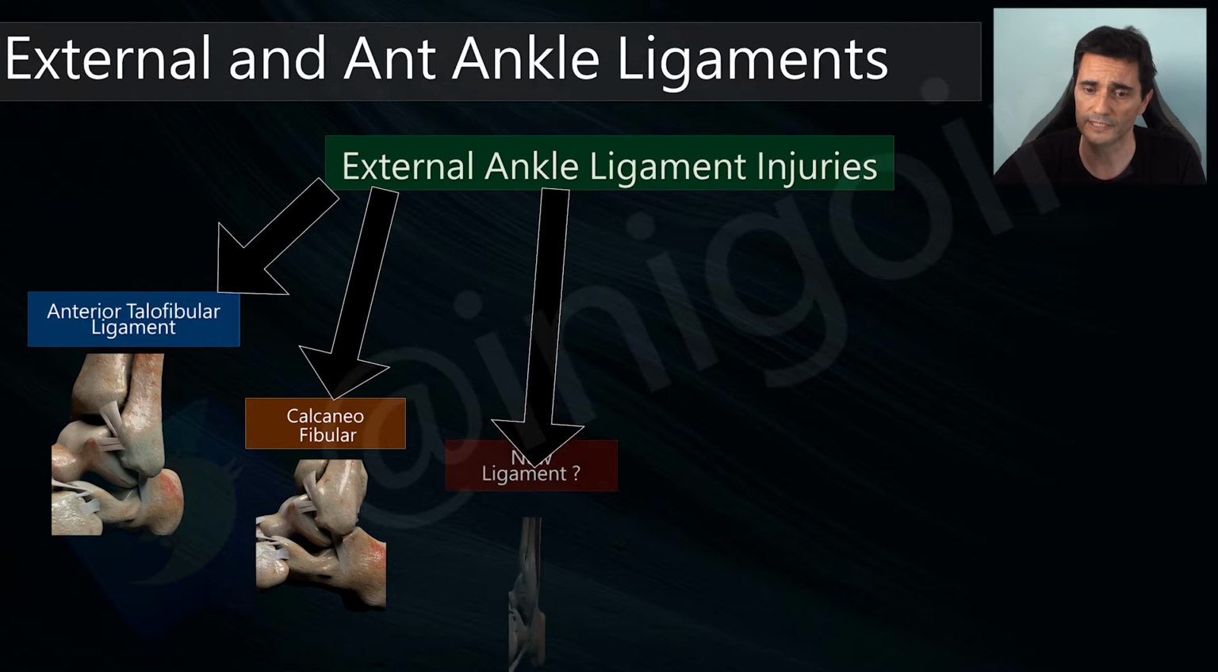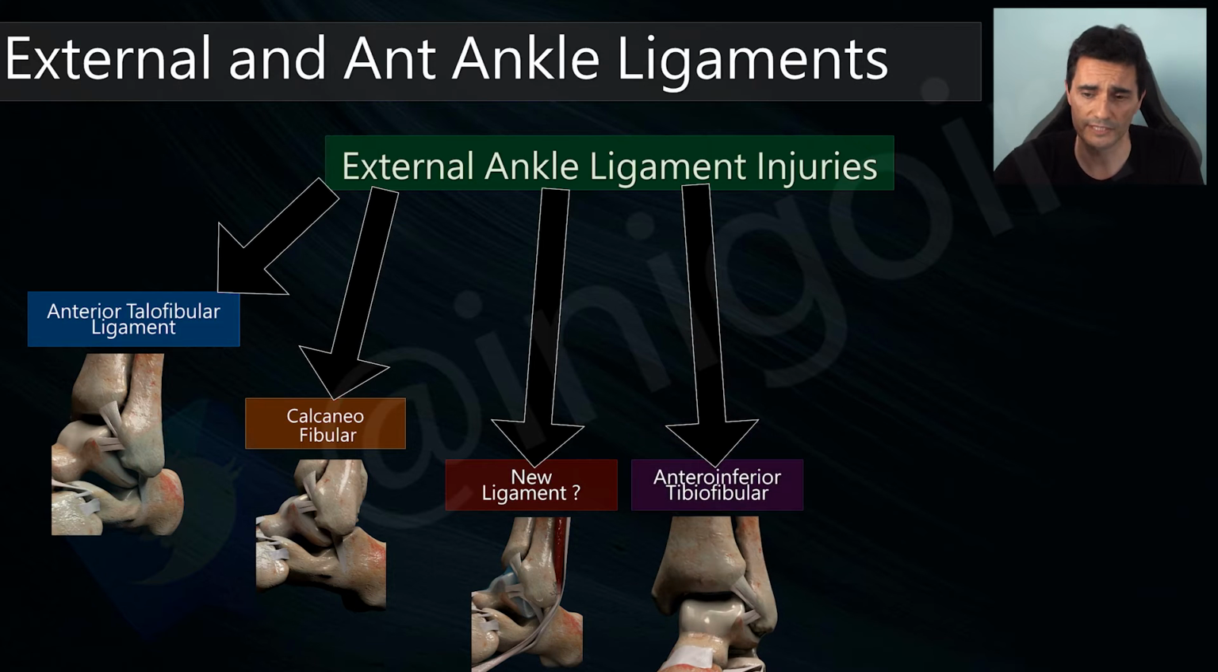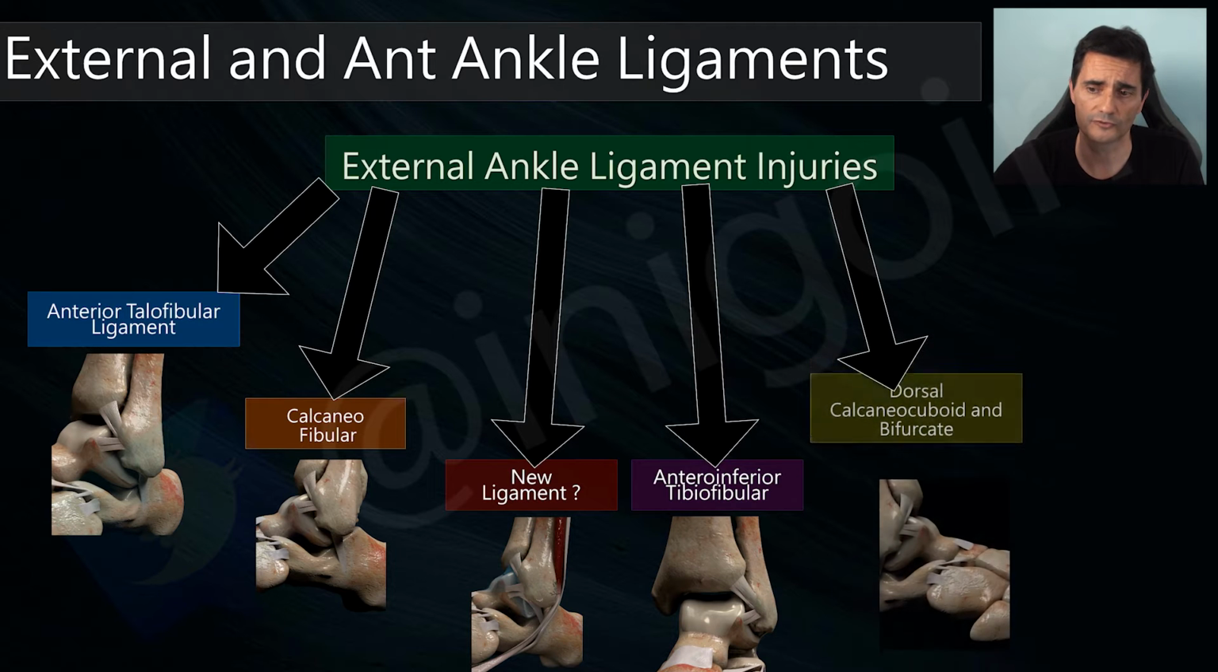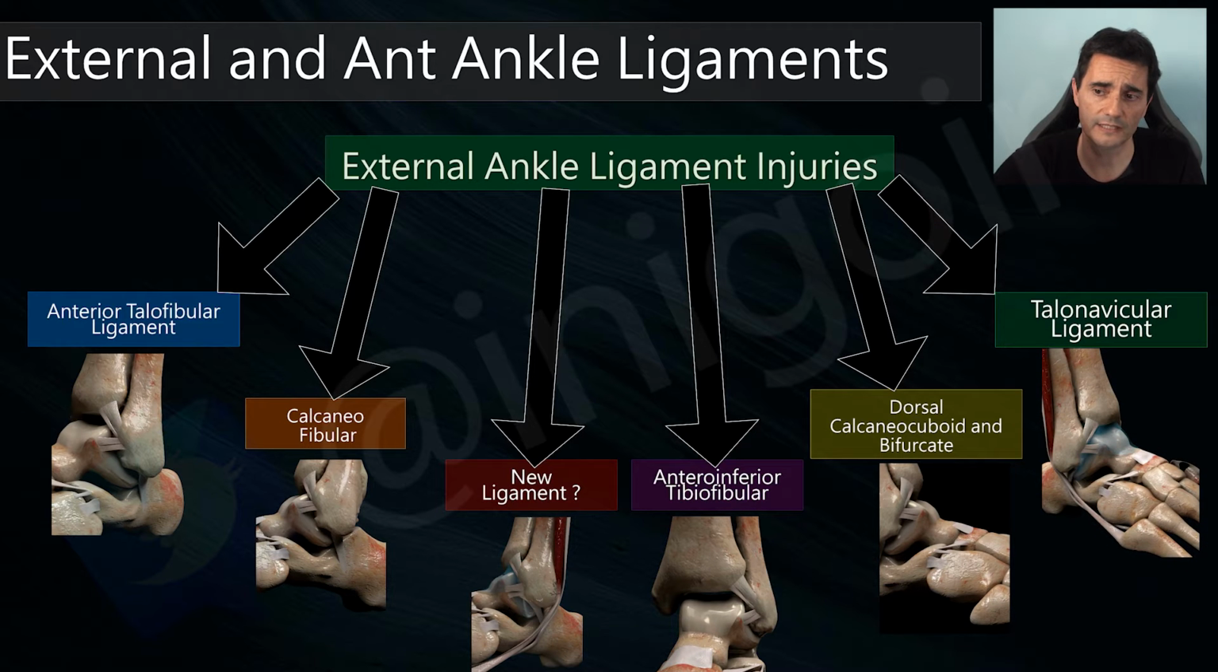The third one is a new ligament discovered 3 years ago. But is it a new ligament really? We are going to talk about it. The next ligament will be the anterior inferior tibiofibular ligament. Then we are going to talk about the dorsal calcaneocuboid ligament and the bifurcated ligament. And finally, the talonavicular ligament.